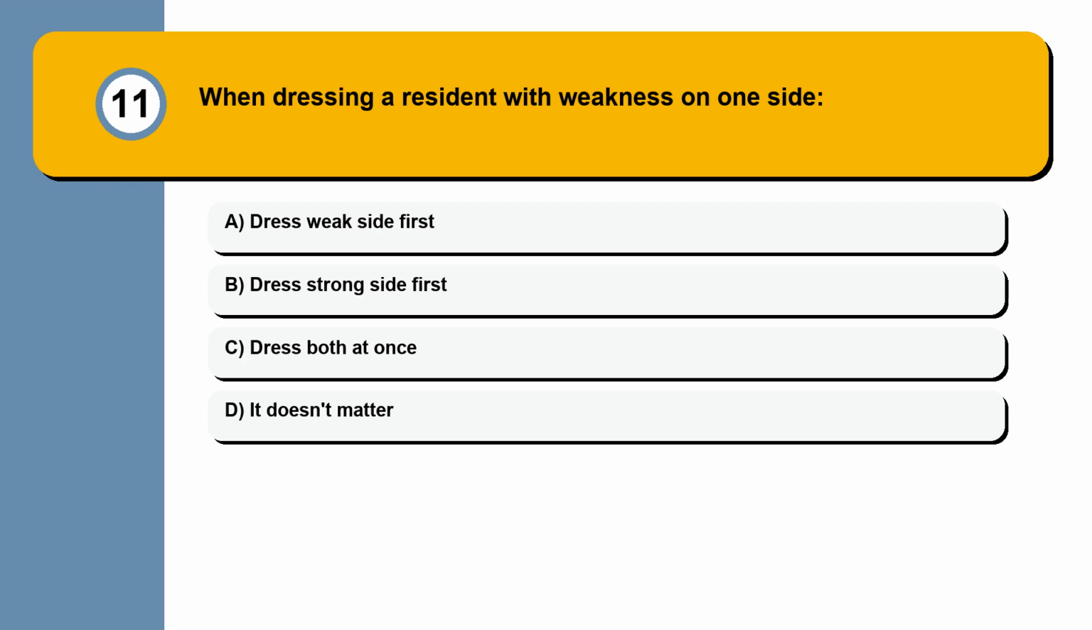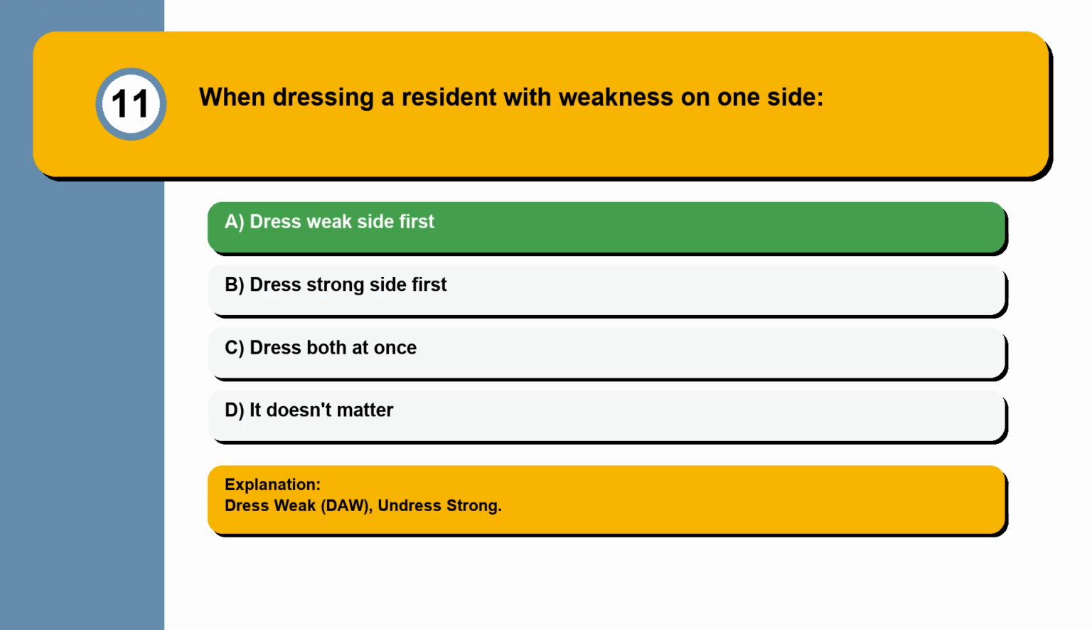Question 11. When dressing a resident with weakness on one side: dress weak side first, dress strong side first, dress both at once, it doesn't matter. Dress weak, undress strong.